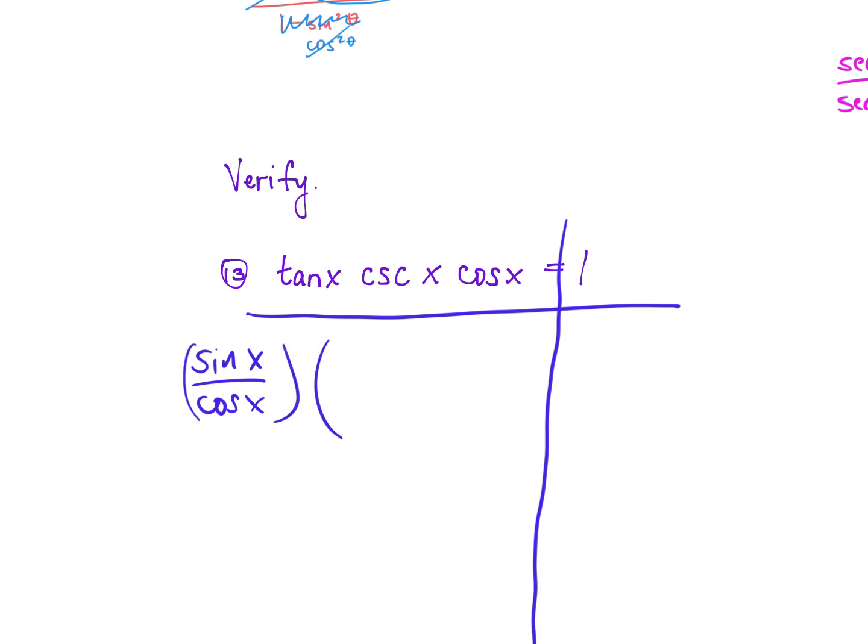What am I changing cosecant to? 1 over sine, good. What am I doing with cosine? I'm just leaving it. Now, where are we trying to get to? We're trying to prove that all this stuff on the left equals what number? 1, okay? So what happens here? My sine in the numerator, sine in the denominator, cancel. Cosine in the denominator, cosine in the numerator, do what? So 1 equals 1.